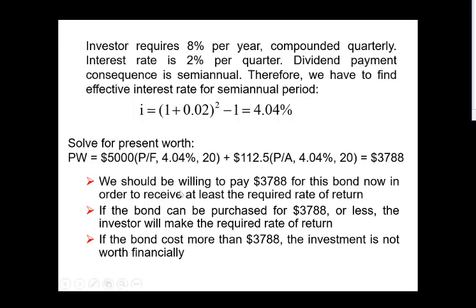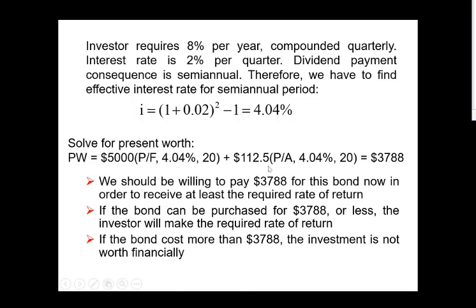So we should be willing to pay $3,788 for this bond now, in order to receive at least the required rate of return. If the bond can be purchased for $3,788 or less, the investor will make the required rate of return. If the bond costs more than $3,788, the investment is not worth it financially. Okay.